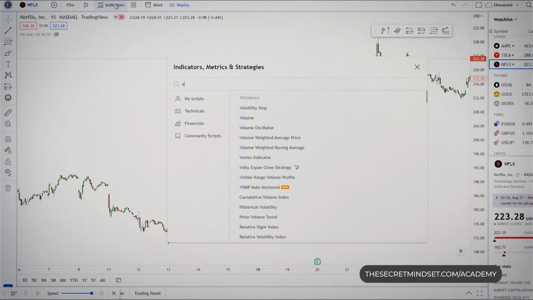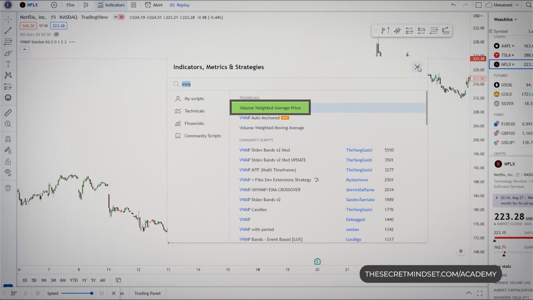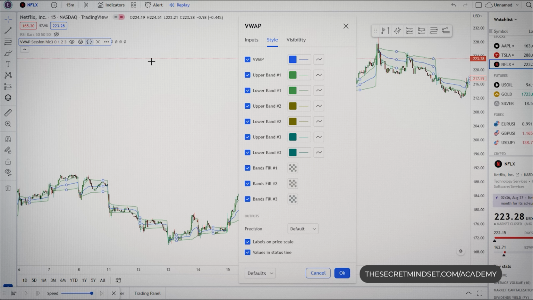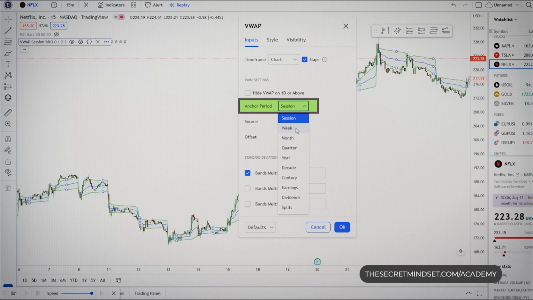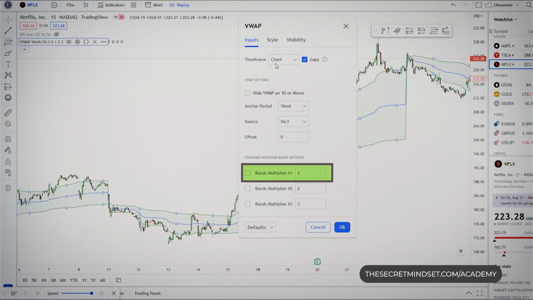You find the weekly VWAP here. At the anchor period, you choose weekly. And we'll hide the bands for now. We'll just focus on the main line.